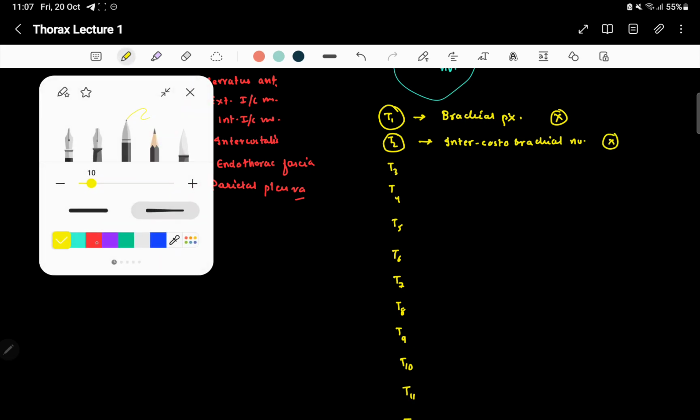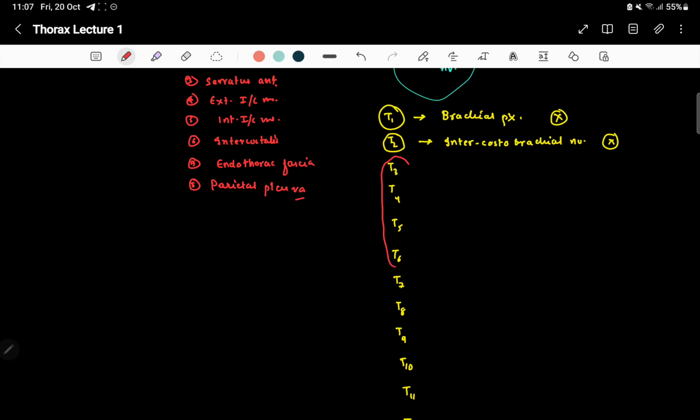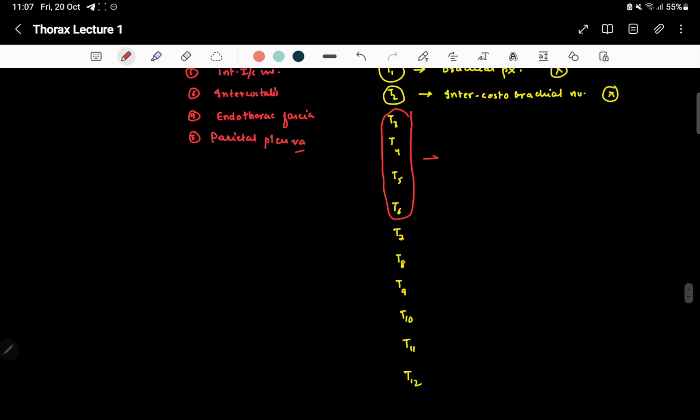From T3 to T6, these are your typical intercostal nerves. In some books T3 is excluded, so they say there are three typical intercostal nerves, T4, T5, T6, but four in number is your most appropriate answer here.